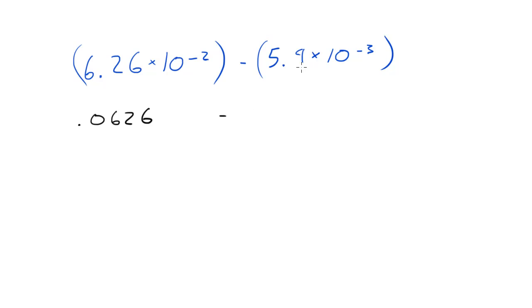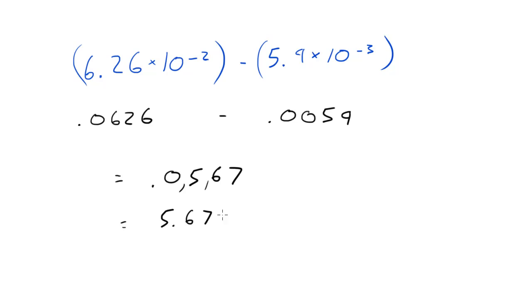0.0626 minus 5.9 times 10 to the negative 3 in standard notation is 0.0059. So 0.0626 minus 0.0059 equals 0.0567. And of course what we need to do is move this 2 decimal points to the right. So the final answer for this would be 5.67 times 10 to the negative 2. So there's our final answer right there.